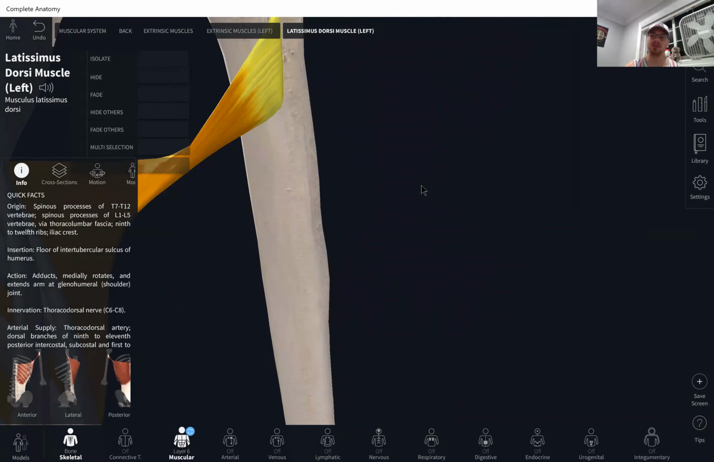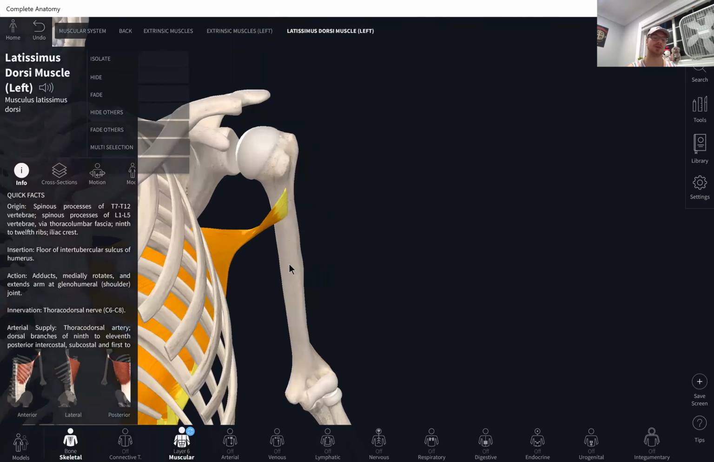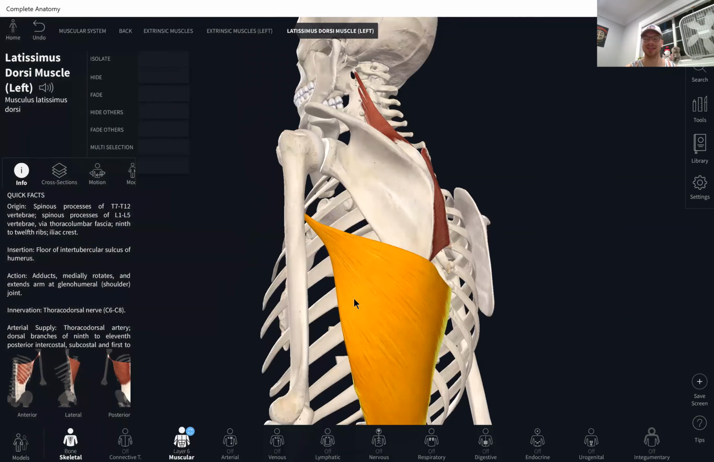And it has several functions. So it will aid in extension, adduction, and internal rotation of the shoulder, which makes sense based on its insertion point and angle, depending on where it pulls from. We notice that it will aid in those shoulder movements. It also has a job in hyperextending the spine.